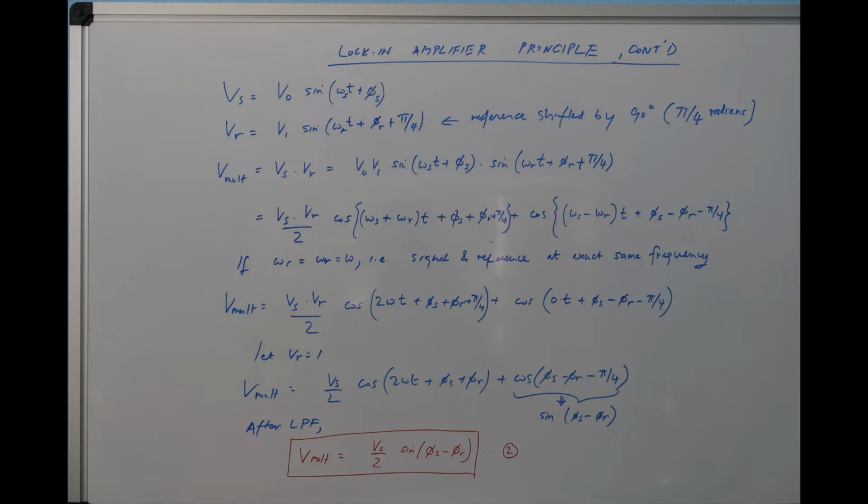So the final result that we get after the low pass filtering in the second, bottom path is going to be V1 over 2, or Vs over 2. I think I've confused V1 and Vs, or V0 and Vs. Anyway, that doesn't matter. The amplitude is not very important, but it is Vs over 2 times sine of phi s minus phi r. So this is equation number 2.